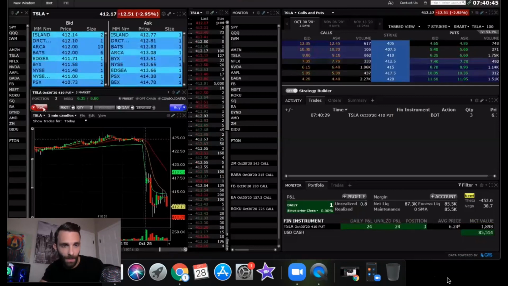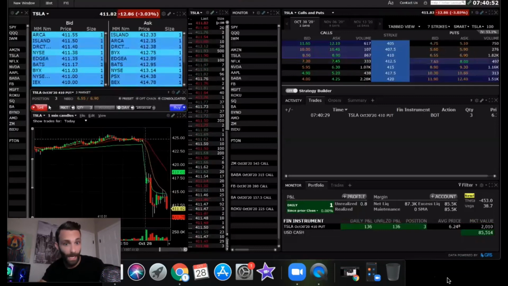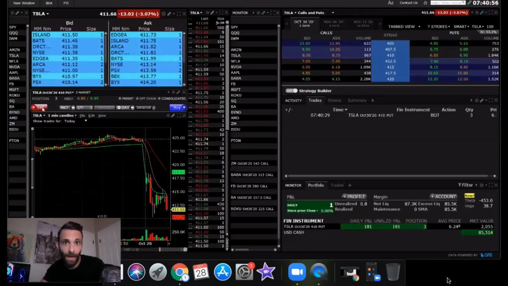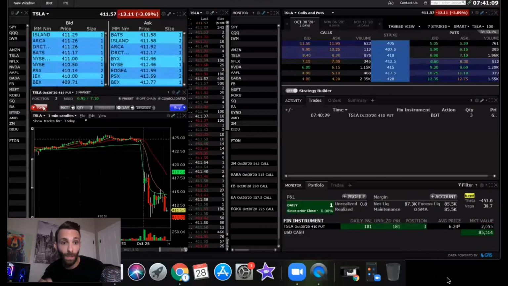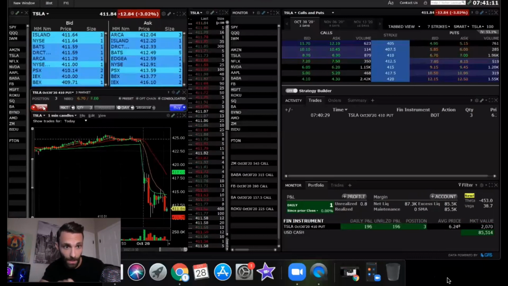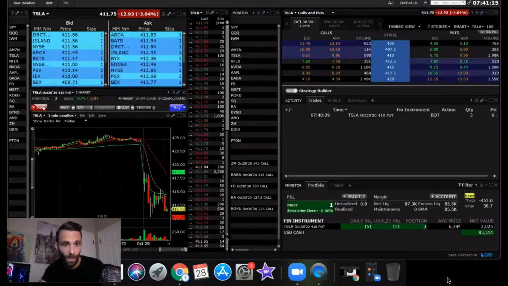There we go. It starts to speed up a bit, takes out 412. A lot of size at 412. I want to see that just get chewed through, and it very quickly get a nice move. So I'm now up in the position. This is how I'm now going about it. I'm up a decent amount and I don't want to let this go red. So now not only am I looking at the chart, but I'm also keeping in mind the option contracts that I got in at 6.24. And I want to see this go.